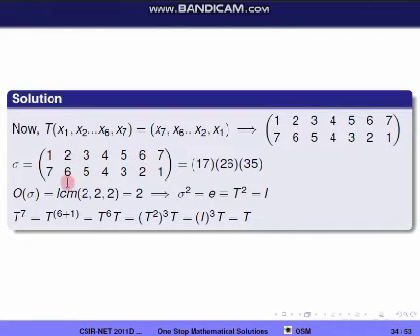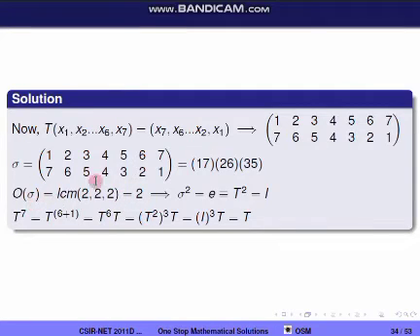Then 2 is mapped to 6, 6 is mapped to 2, second cycle closed. 3 is mapped to 5, 5 is mapped to 3, third cycle closed. Now 4 is mapped to 4, that need not be written here. So the order of sigma is equal to the least common multiple of the order of the first cycle, the order of the second cycle, then the order of the third cycle. All the cycles have length 2, so their order is 2. So this is equal to LCM of 2, 2, 2, that is equal to 2.